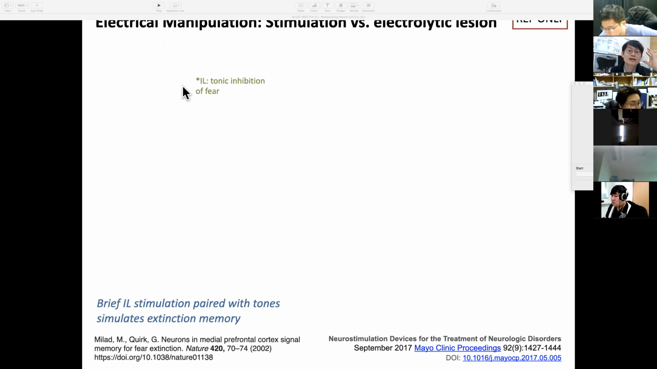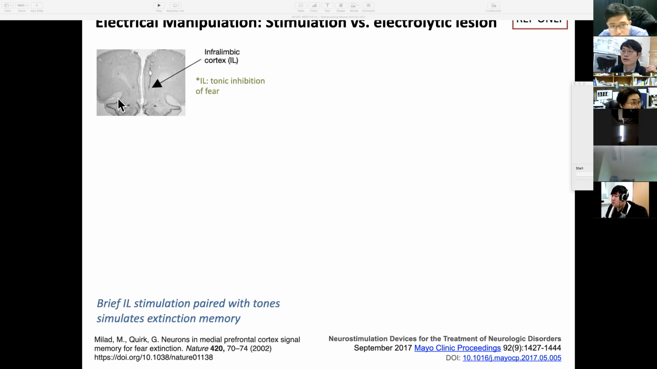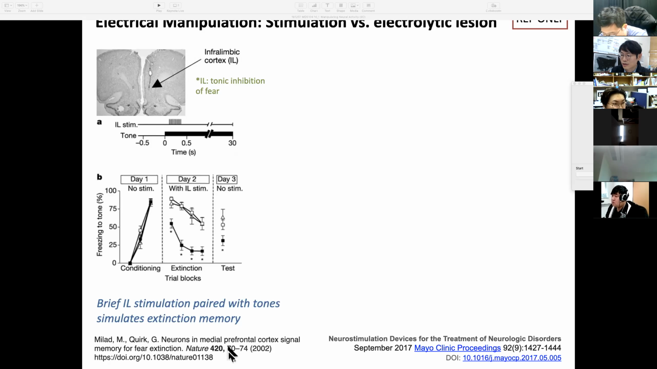There's an area in the brain called infralimbic cortex, which is known to be related to fear. So I show you over here, infralimbic cortex of a rat. You see this nice focal lesion, okay? And that came out in Nature in 2002. So this area, the medial prefrontal cortex, is related to fear extinction.